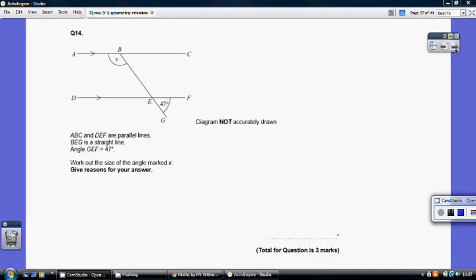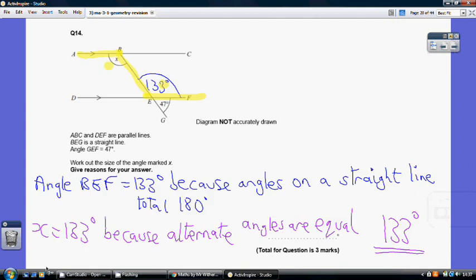Question 14. So first thing I've done is to say angle BEF, this angle here, is 133 degrees. And I've worked that out because angles on a straight line add up to 180 degrees. And then secondly, I've said that X is 133 degrees because alternate angles are equal. This angle here is the same as this angle here. So X is 133 degrees.